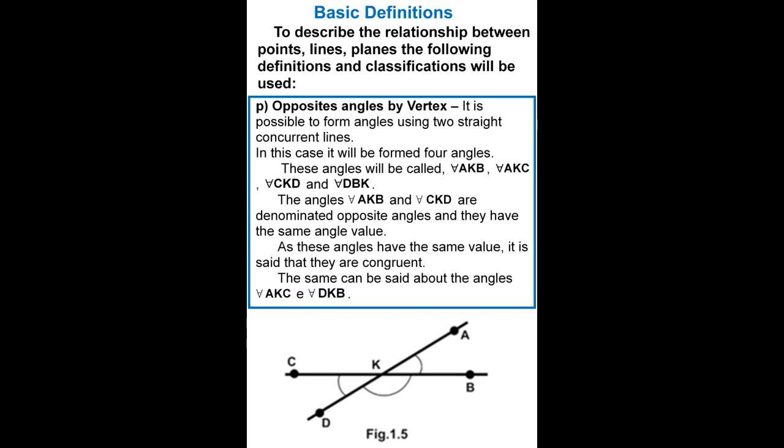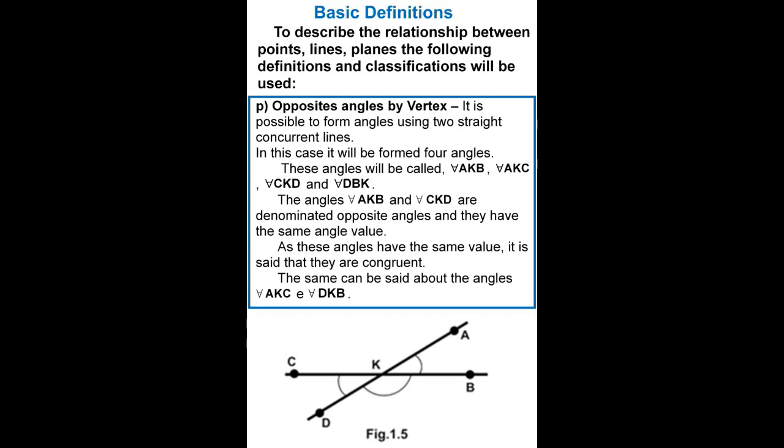In this second slide of this second lesson is presented the definition of the angle opposite by the vertex. It is possible to form angles using two concurrent straight lines. In this case, four angles are formed. In the slide is presented figure 1.5 that uses two concurrent lines that form four angles. These angles are called the angle AKB, angle AKC, angle CKD, angle DKB.